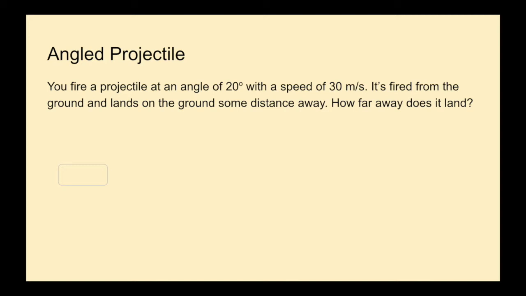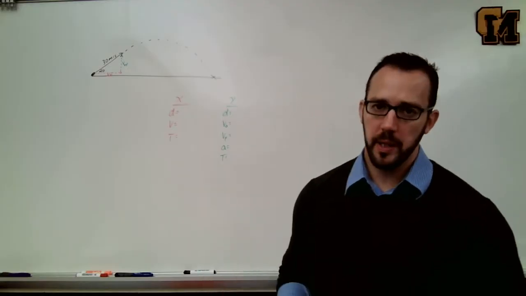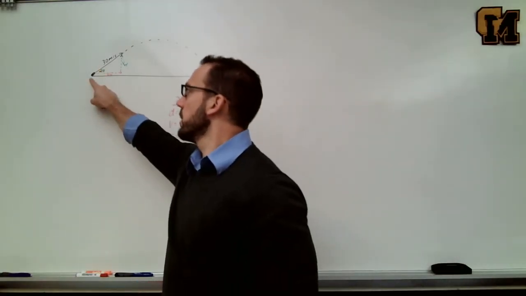You fire a projectile at an angle of 20 degrees with a speed of 30 meters per second. It's fired from the ground and lands on the ground some distance away. How far away does it land? We've drawn our picture. Here's our projectile.